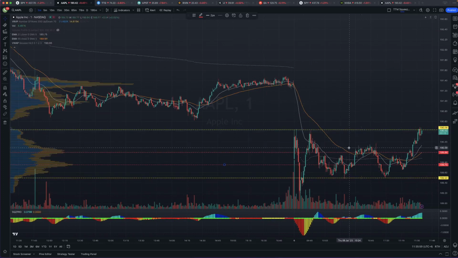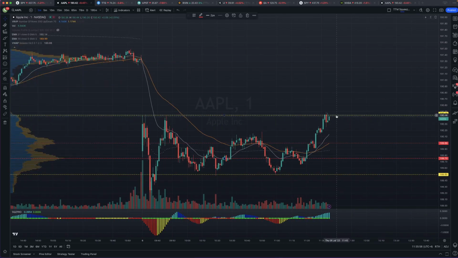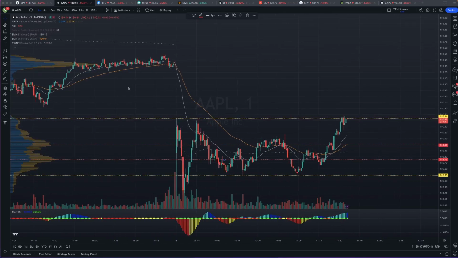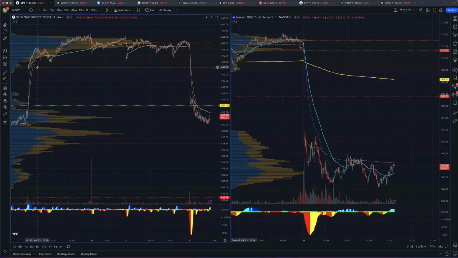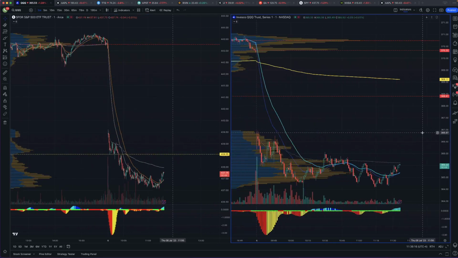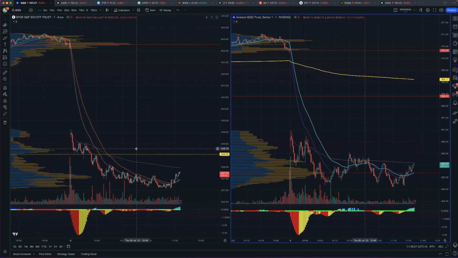So if we reject here off of resistance, which it tested, pulled back, and might try to push through now. The way we would watch this too is we'd also be watching what the SPY and the Qs are doing. So here's the SPY, here's the Qs. Okay, so Qs are not testing their day high yet. They're just up here testing VWAP. SPY, same thing. SPY's not even testing VWAP just yet.